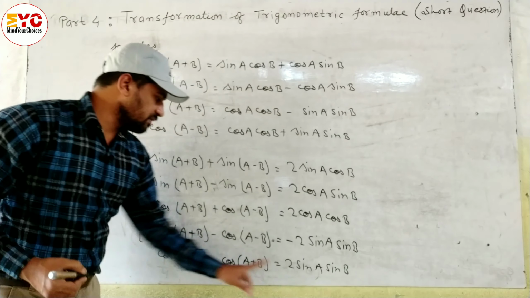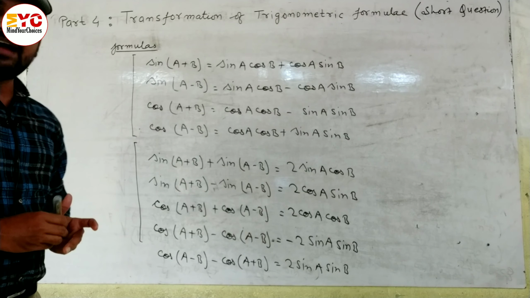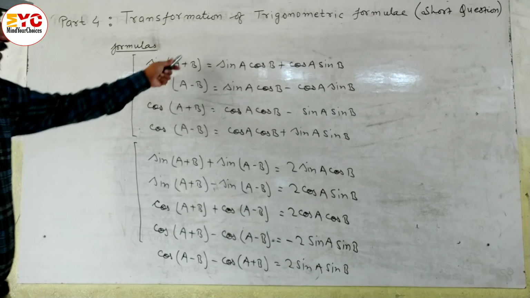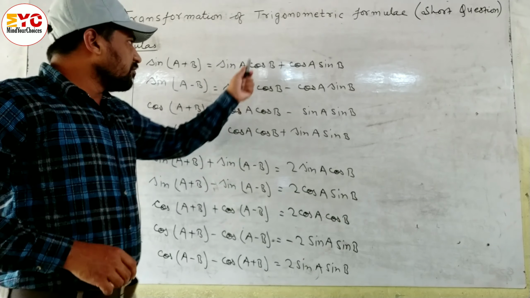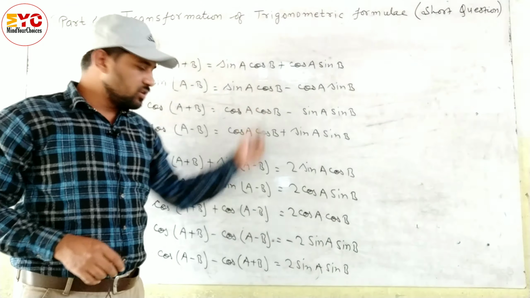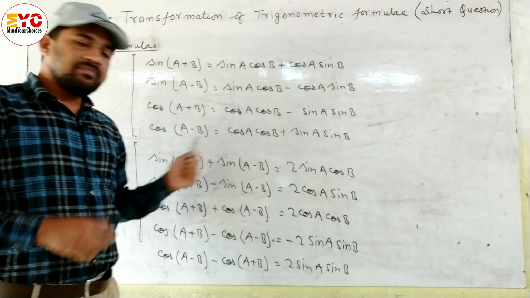To make this positive, they interchange their places. You have to take minus common. So if you know these 4 formulas which I provided you before also, then from here, adding and subtracting, you will get this formula. So better you learn them.